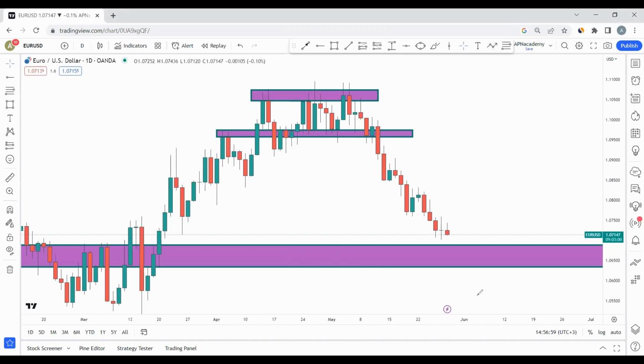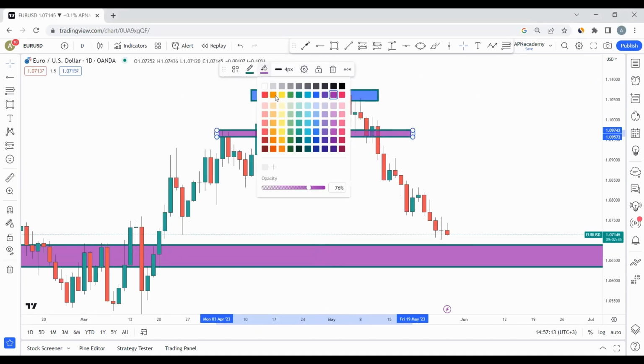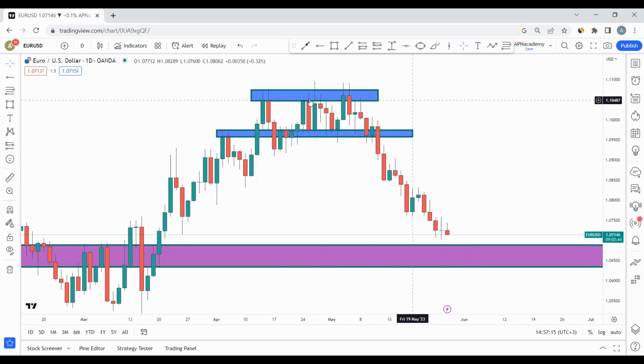Now, remember this is the level we marked in weekly. Actually, let me just change this so that we can differentiate. This one, let me just make it blue so that it can be of a different color and you can observe it well. I'll just change it to a different color. So the blue is daily, the purple one is weekly.